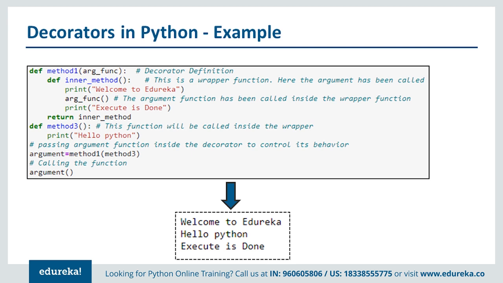So in which the function is provided, I'm passing method 1 as a function to the argument here, but I'm also giving method 3 as an argument to method 1. Once this is executed, you will see the end result: welcome to Edureka, then hello Python is executed, and then executed there. So with this, you will be able to see these 3 different outputs executed all together, and you will get a series of details or information about this. So this is how decorators are used and implemented in the Python programming language.